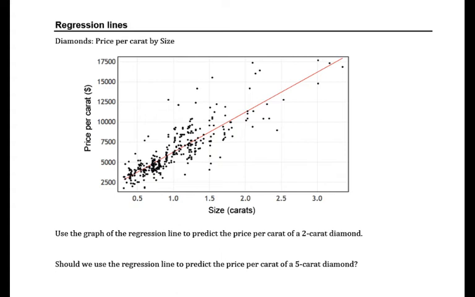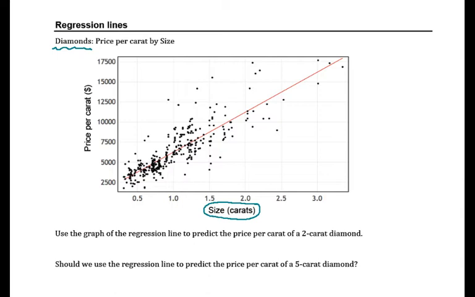So a scatter plot might be enough for us to describe the relationship between two quantitative variables, but if we want to predict the value of one from the value of the other, then we're interested in what's called regression. So looking at this is a scatter plot with a regression line. We're looking at diamonds, and our explanatory variable is the size of the diamond in carats, and the response variable is the price per carat. So note that this is not the total price, which of course would increase with the size of the diamond, but even the price per carat does seem to increase with the size of the diamond.